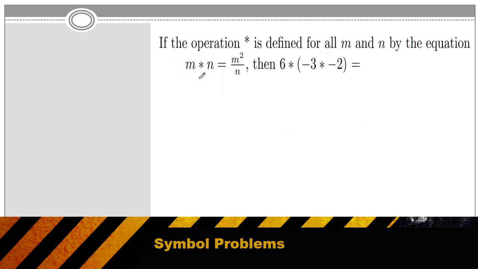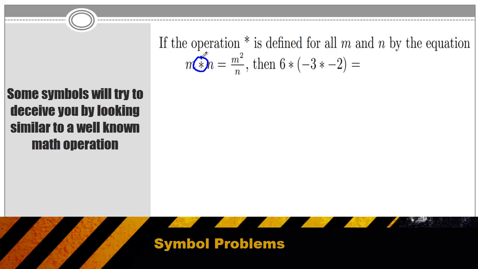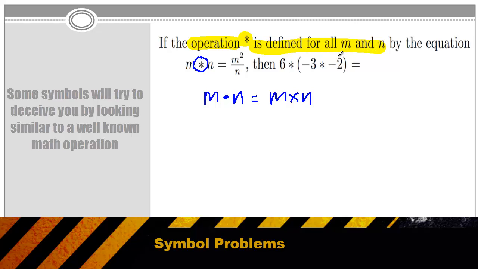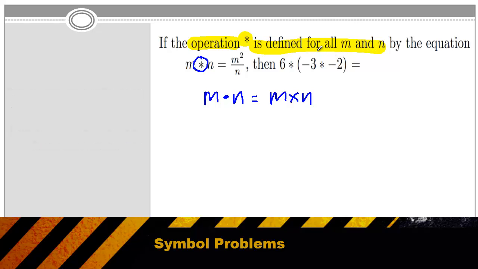Sometimes a student can get tripped up if they see a symbol and they mistake it for another math symbol they're already familiar with. So in this case, I've seen students interpret this as m dot 9, which is another way of writing m times 9. But this phrase in the beginning of the question, the operation star is defined for all m and n, that phrase is letting you know they're setting you up for a symbol problem.